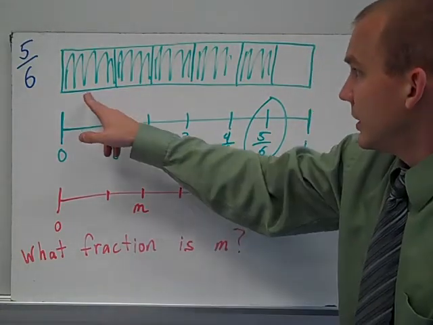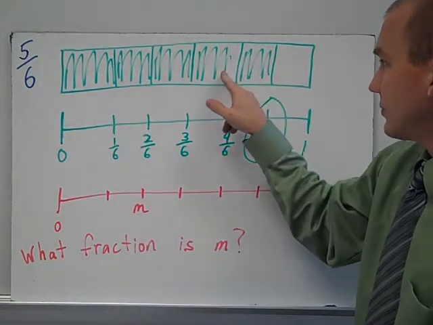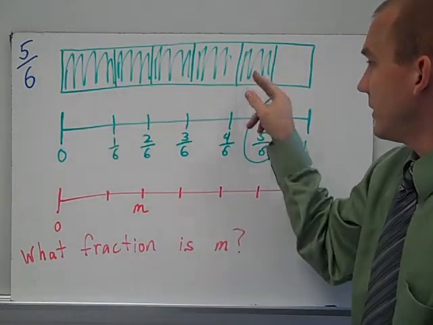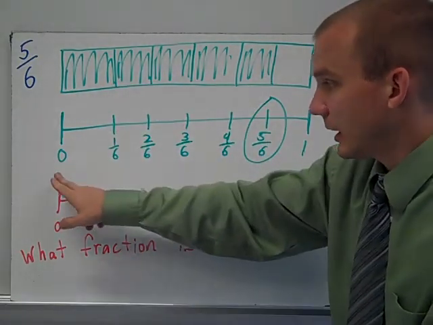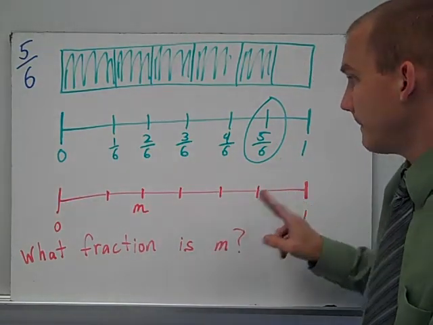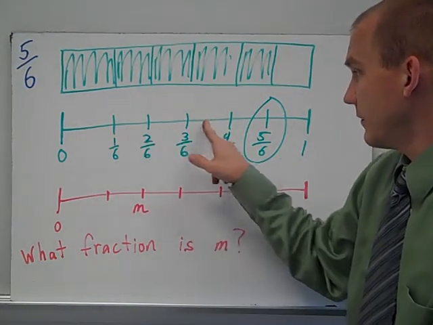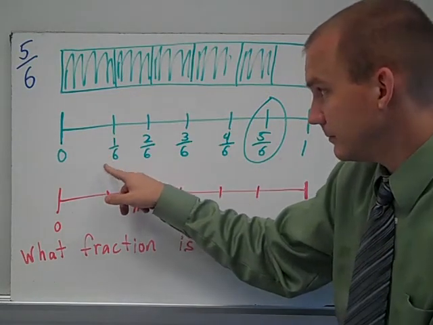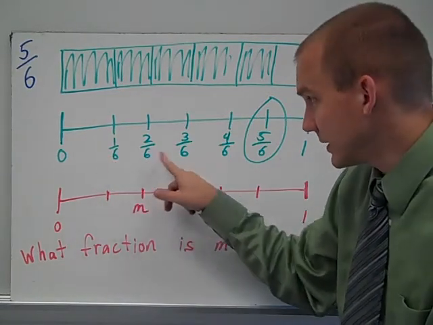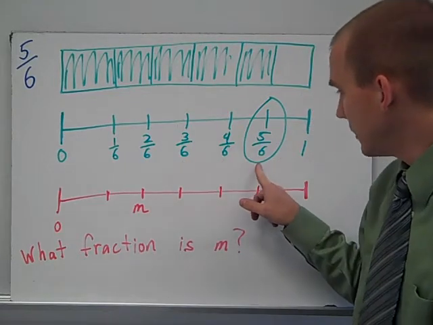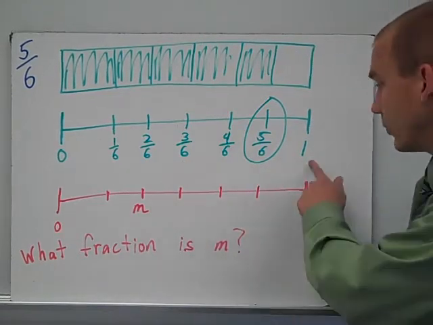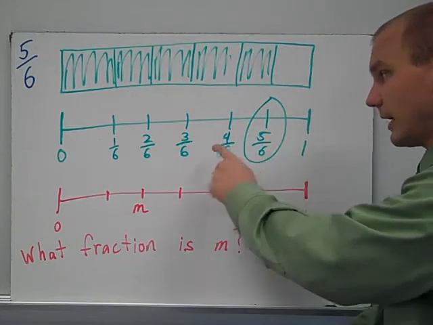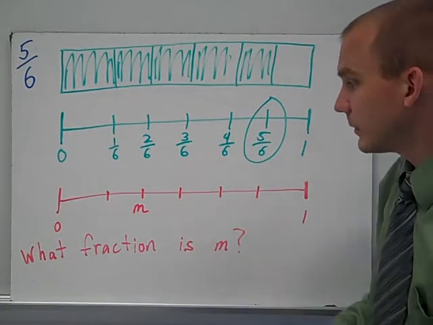5/6. So in here I have a rectangle with 1, 2, 3, 4, 5, 6 equal parts, and 5 of them are shaded in. And then I have a number line between 0 and 1, and there are 1, 2, 3, 4, 5, 6 equal parts. Each line represents a sixth: 1/6, 2/6, 3/6, 4/6, 5/6, and this would be 6/6, which is one whole. And 5/6 is represented right here after 4/6 and before 1.